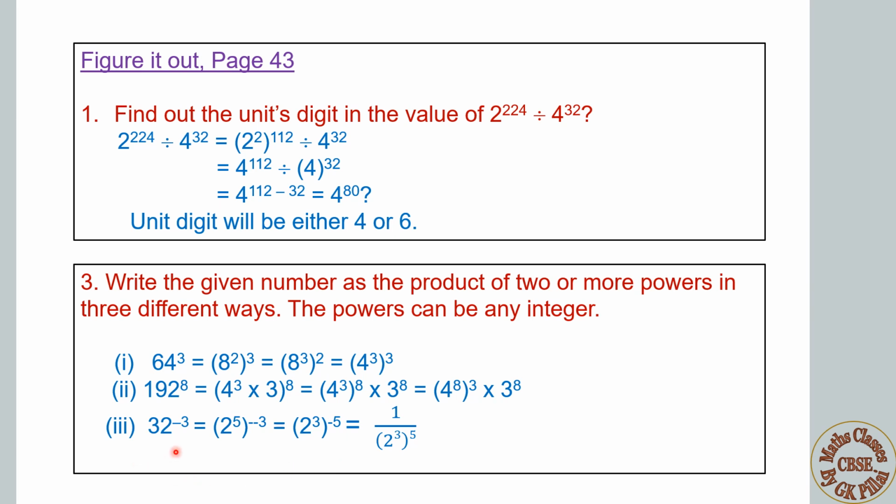Now 32 to the power of minus 3. We will write it as 32 can be written as 2 to the power of 5 raised to the power of minus 3. We'll bring 3 inside and 5 outside, but the minus can be here. In the next step, the minus sign will go. We can write it as 1 upon 2 to the power of 3 raised to the power of 5.